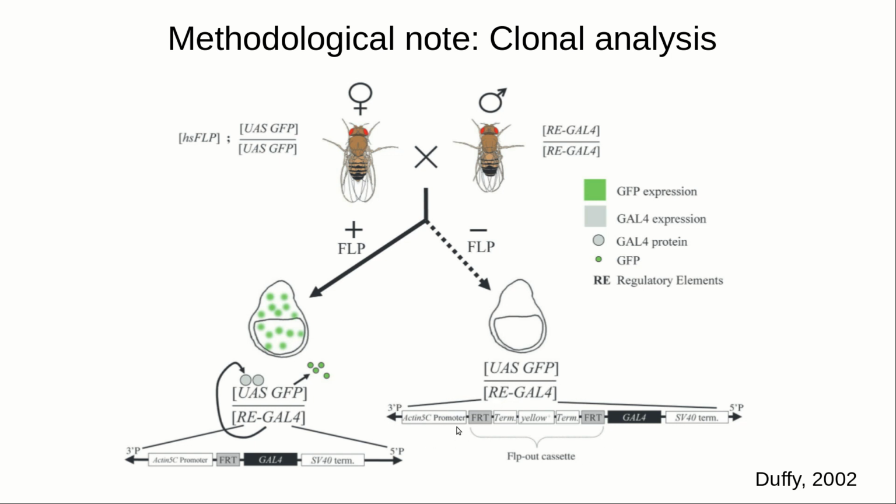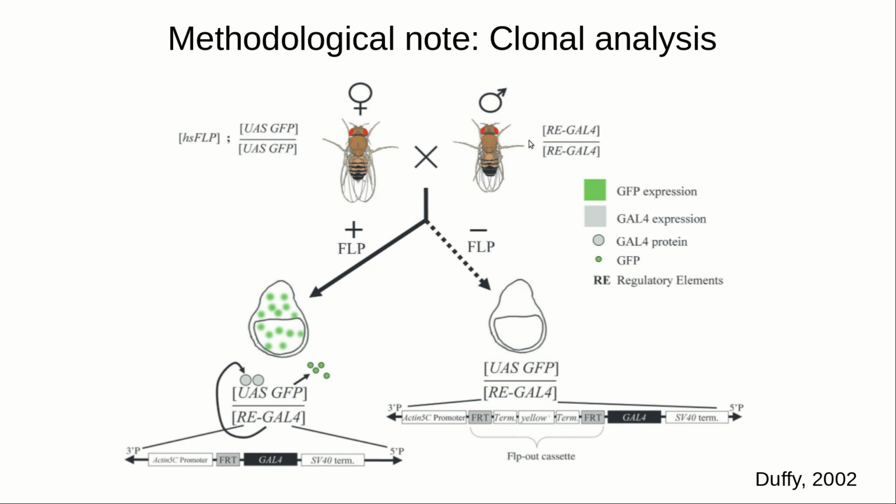This cassette has a promoter, in this case actin 5C, but it could be anything. Then it has an FRT sequence, and then it has terminator sequences, and inside of them it may have some marker, in this case it's yellow, but you can put a fluorescent protein here or whatever you want. Then another FRT sequence, and then the GAL4 gene. So the promoter cannot access the GAL4 gene in this circumstance. So GAL4 is inactive.